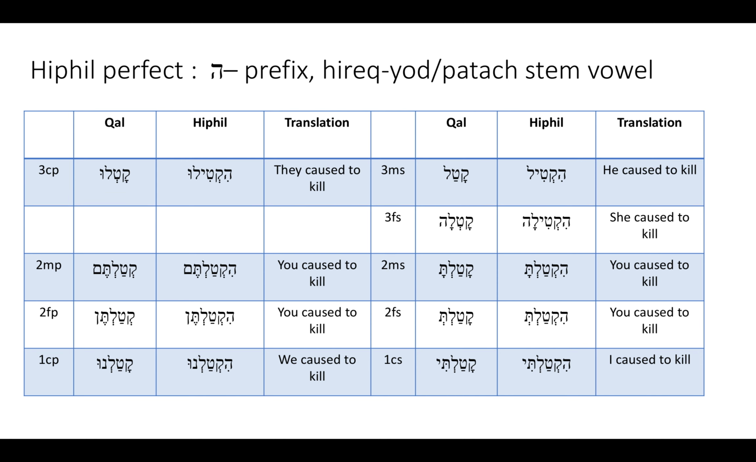And with this verb qatal, we have the causative sense coming out in the translation. Qatal means to kill, and the Hiphil means to cause to kill. So hiktil, he caused to kill, and so forth.